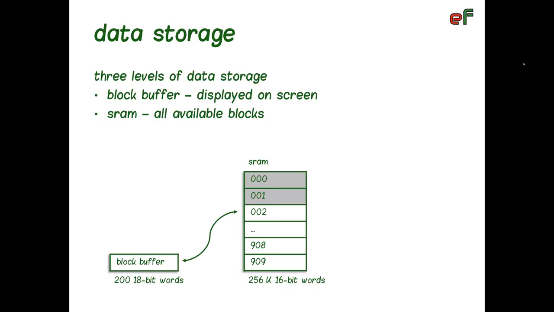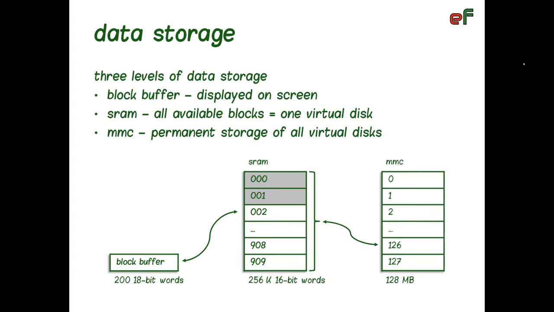The second level of data storage is provided by the external memory. All accessible SRAM is divided into 910 blocks. When we use editor to modify content of a block, each change is immediately copied from the block buffer into the appropriate block in SRAM. The set of all blocks in SRAM forms one virtual disk.